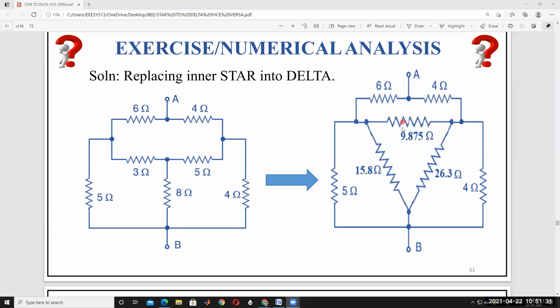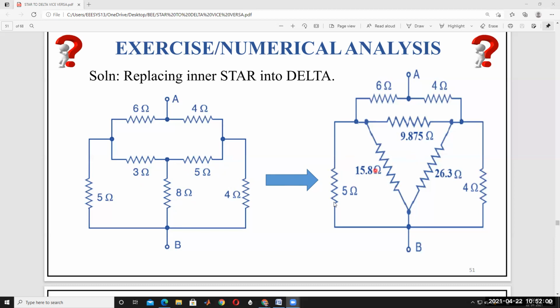So, what is the resistance? 9.875 is nothing but 3 plus 5 plus 3 into 5 divided by 8. So, 15.8. We will get it like this: 3 into 3 plus 8 plus 3 into 8 divided by 5. Okay, we will get like this. Similarly, here, 5 plus 8 plus 5 into 8 divided by the remaining 3. So like this we will get delta.